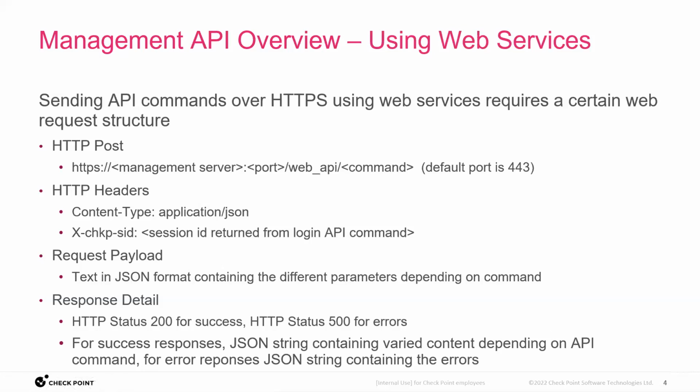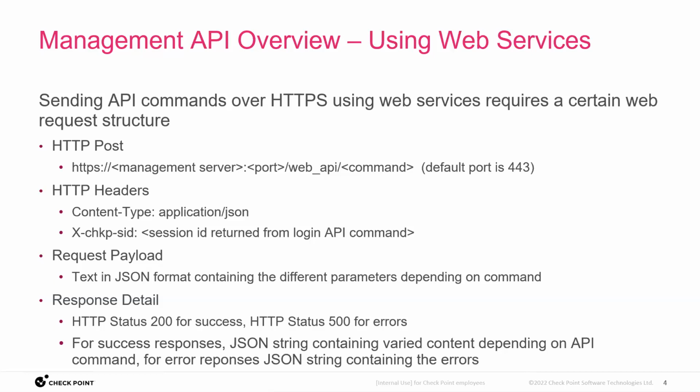So using the web services requires a certain web request structure. Anyone familiar with programming or APIs at all will understand this. You have to have somewhere to post it. So you're going to post it to your management server and a port if you're not using the default, which is 443, the web_api, and then what command you're going to run. Every post needs headers. There are 2 specific for the API, which is your content type, which everything's going to be JSON, and then the session ID.